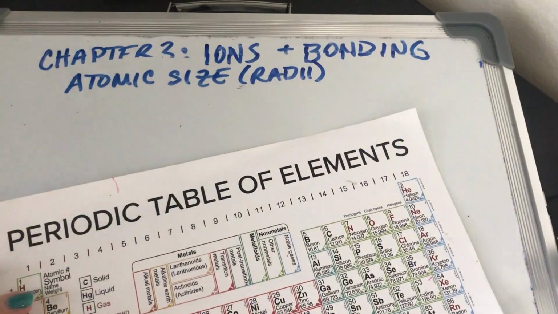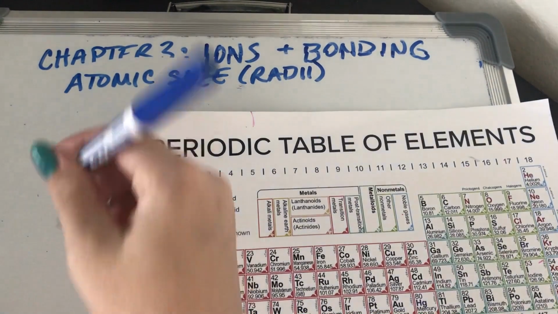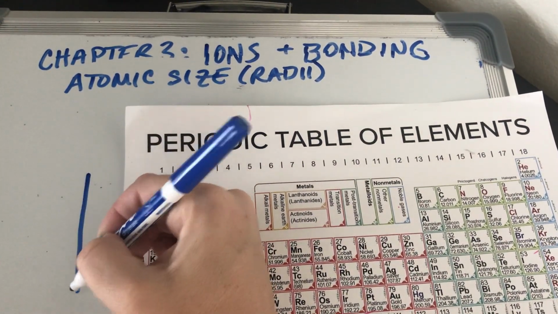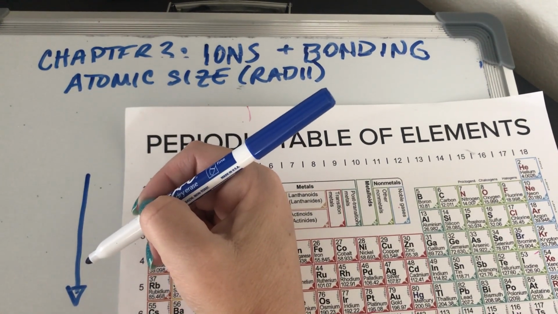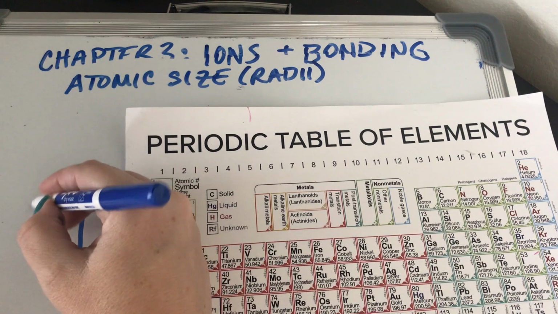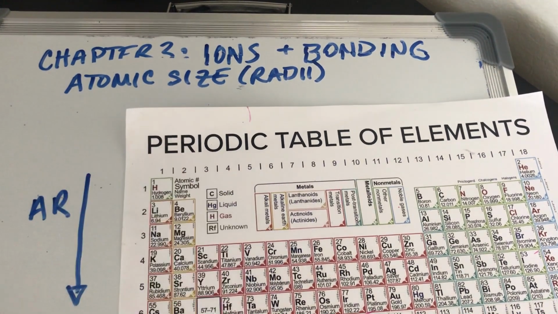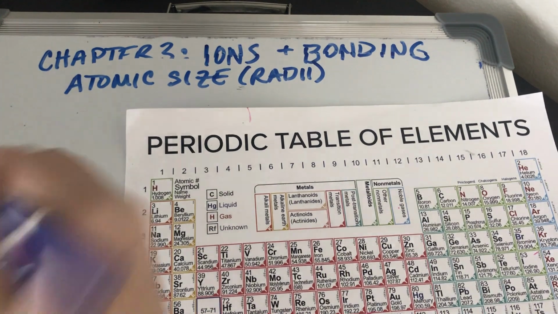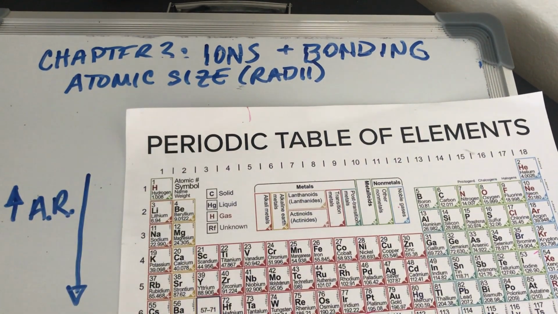So what did we say happens to atomic radii as we go down the periodic table? Increases? It increases, right? So atomic radii are going to increase as we go down the periodic table, right? Why? Because it has more energy levels, so it's just expanding. So you've got more protons, you've got more electrons, you've got more neutrons, right? You're getting bigger, okay?